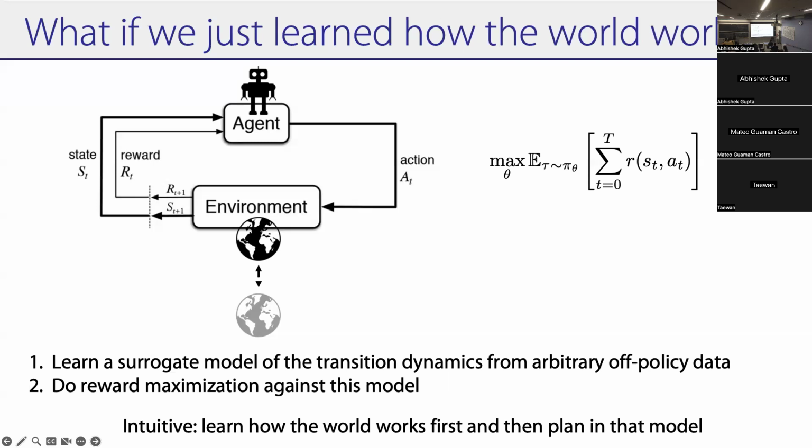Okay, but the intuition here is that you often try to learn how the world works first, and then plan in that model. As opposed to model-free RL, which is saying, screw how the world works, I just want to get reward. In model-based RL, you try to learn an approximation of the model, and then plan in it, where planning is just trying to find a series of actions that maximize reward.